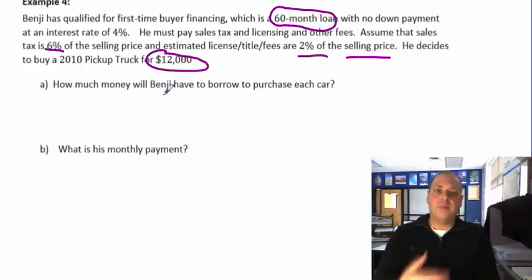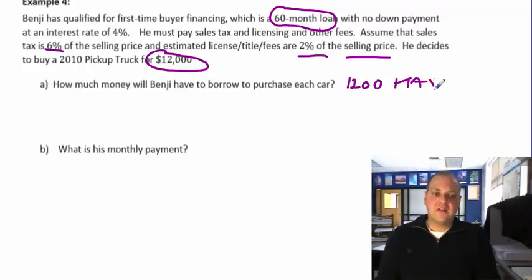Total borrow would be the $12,000 plus the taxes plus the fees. So he's going to have to borrow $12,000 plus tax plus fees. Got it? So we understand what we're doing here. $12,000 plus tax, not $1,200. Not going to get much of a car for $1,200. $12,000 plus tax plus fees.